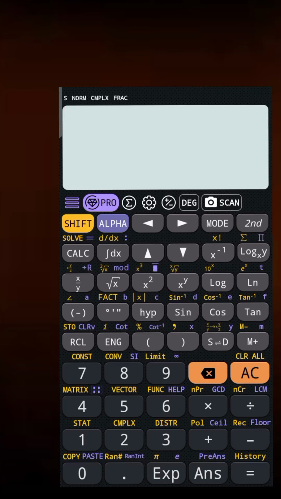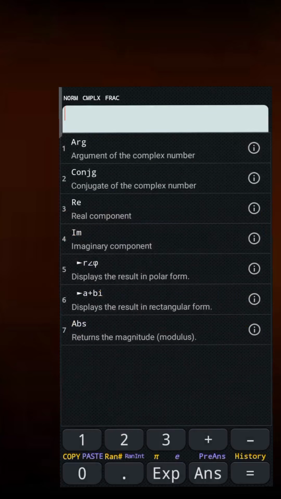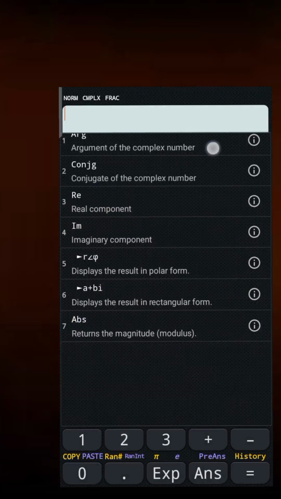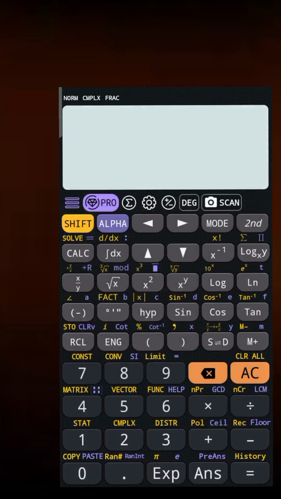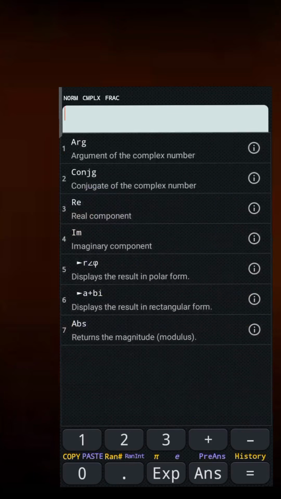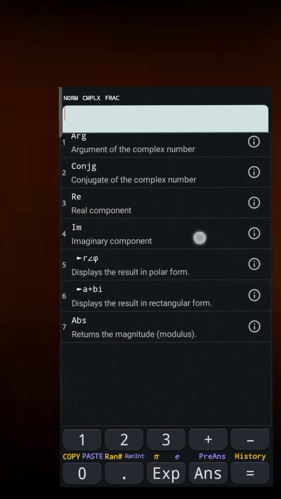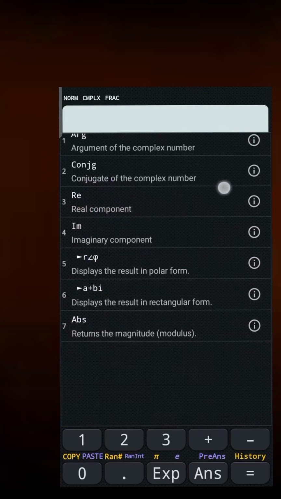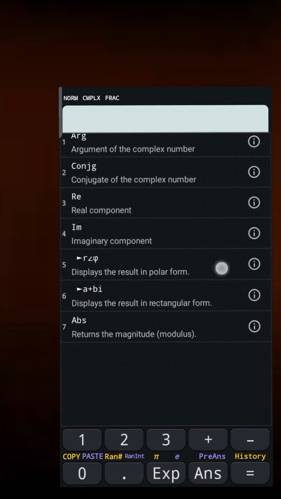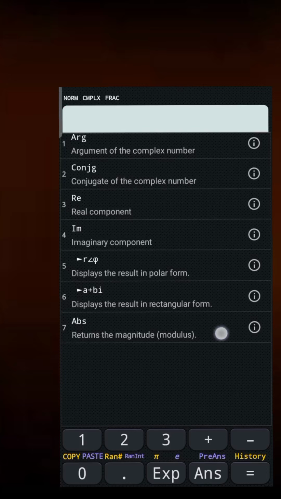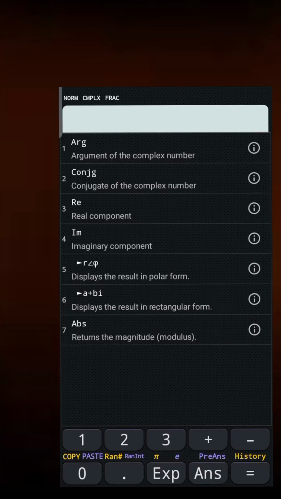I'll press the shift and this is 2 because of that complex on top. Press it. The first one there says what? Argument. The second one says conjugate. This says real component, imaginary component. Then this number 5 displays the result in polar form. Number 6 displays the result in rectangular form. Number 7, absolute value, returns the magnitude or the modulus.